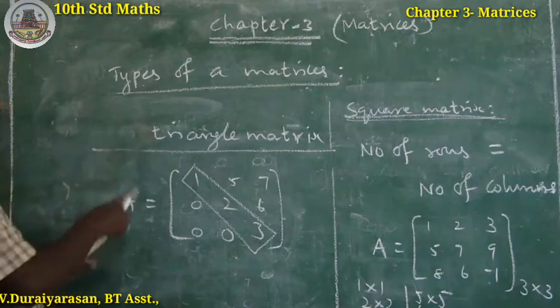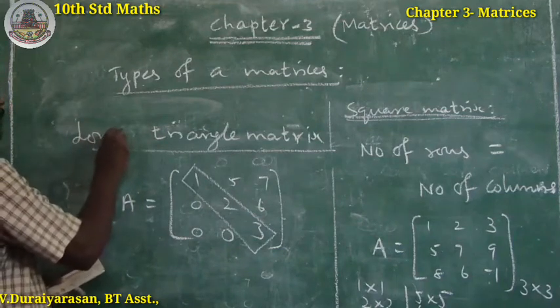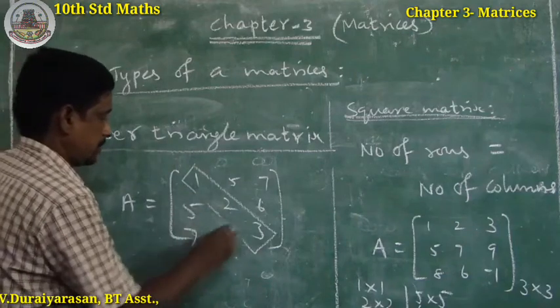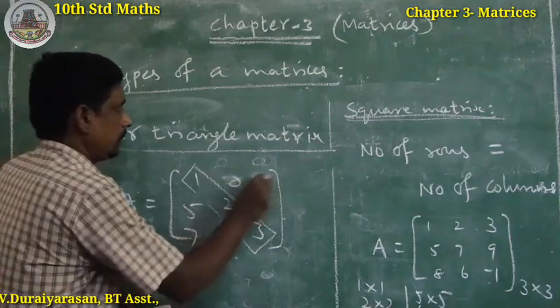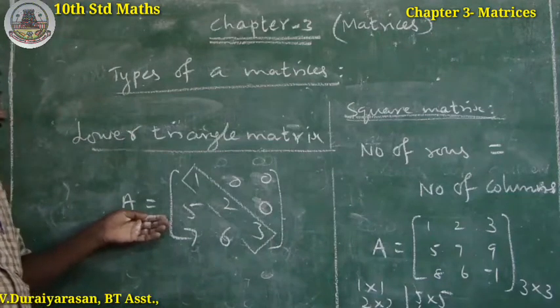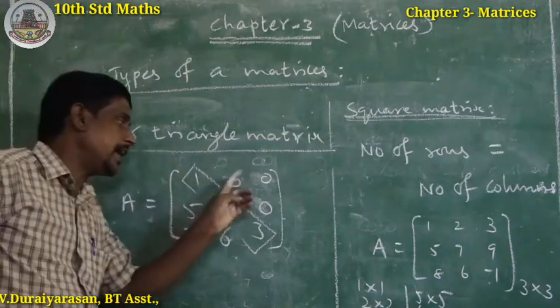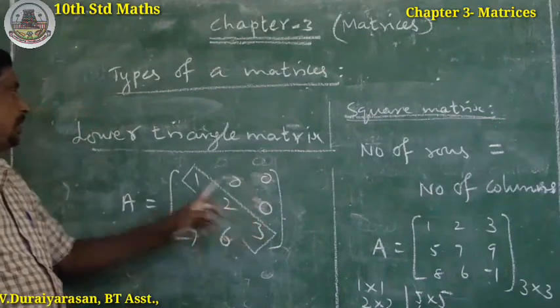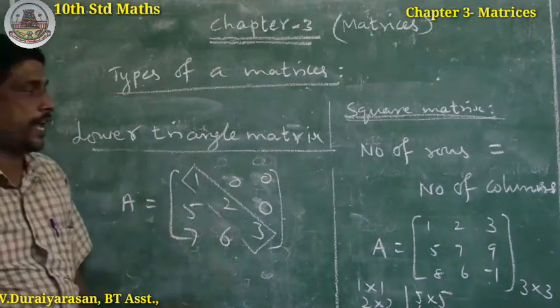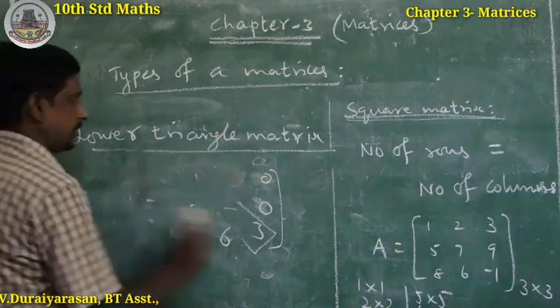Okay. Next, lower triangular matrix. Consider a square matrix in which the elements above the leading diagonal are all 0. Then this type of matrix is called a lower triangular matrix.